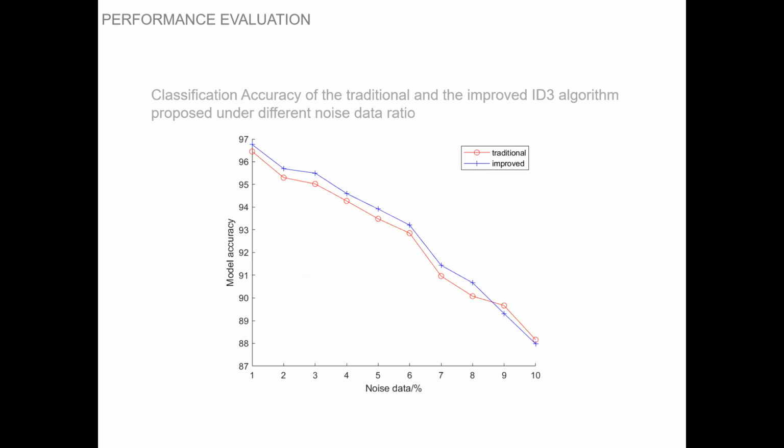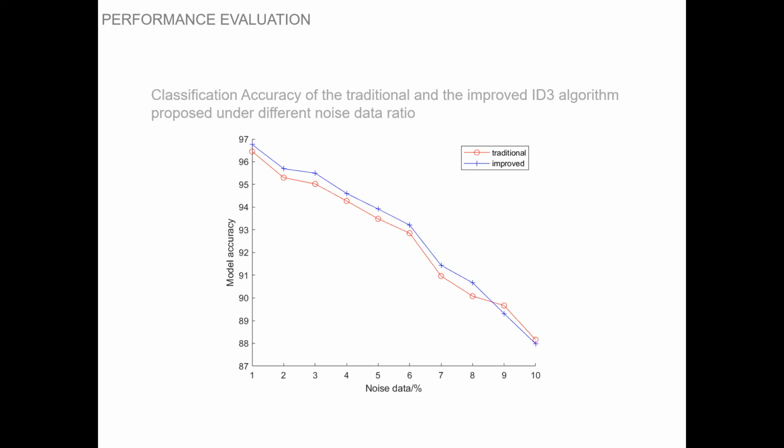In order to verify the robustness of the improved ID3 decision tree algorithm in this paper, error-sensitive data of manual intervention is added for training under the same dataset size, and the experimental results are shown in the figure. It can be seen that the robustness of the improved ID3 algorithm is higher than that of the traditional algorithm when the proportion of error-sensitive data is less than 8%.